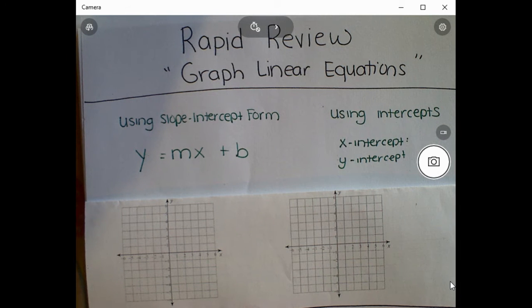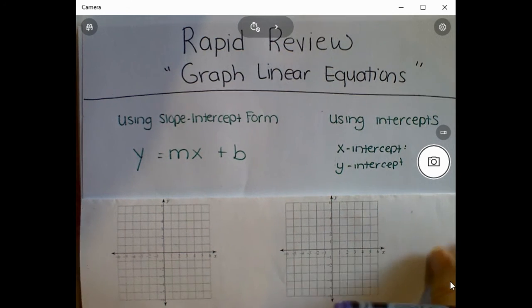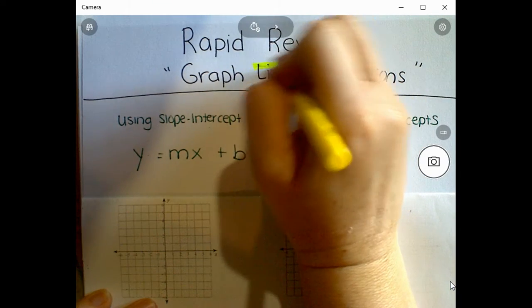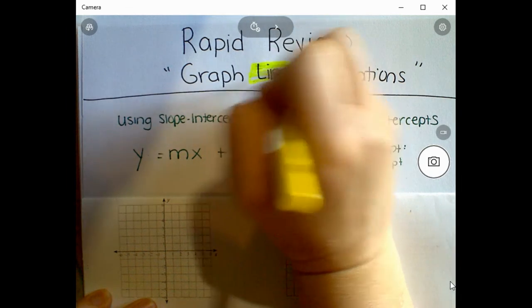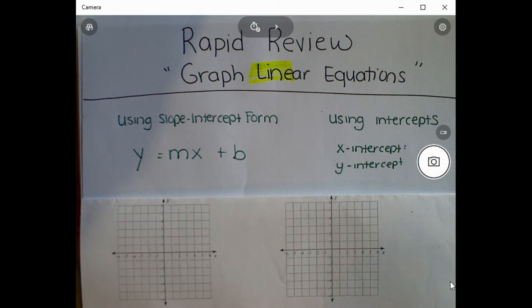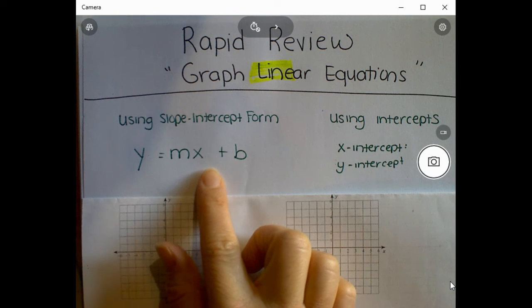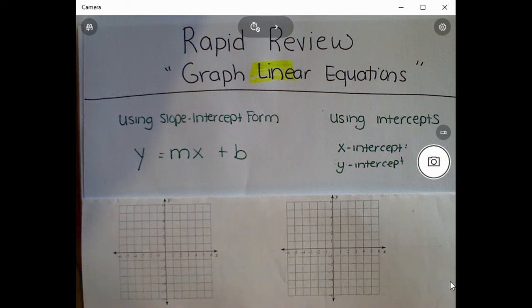All right, here we go. We're going to do a little review of graphing linear equations. Remember that in the word linear is the word line. So these equations draw lines. Pretty cool. All right, so we are going to do it in two ways. We're going to use slope-intercept form, and we're going to use intercepts.